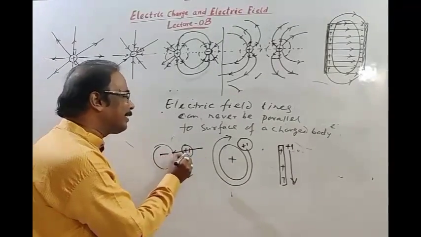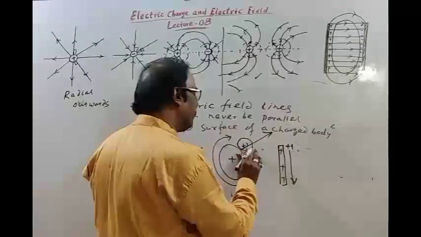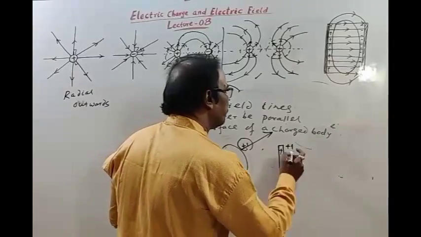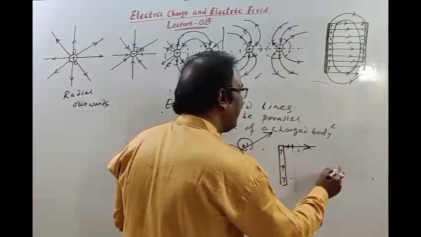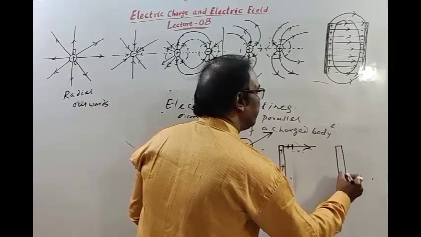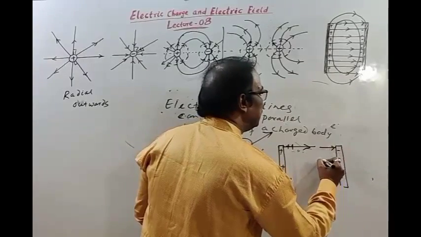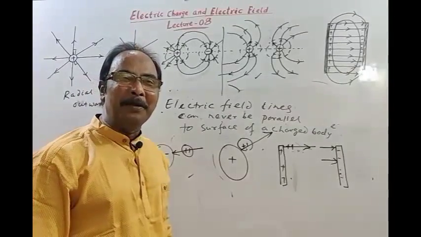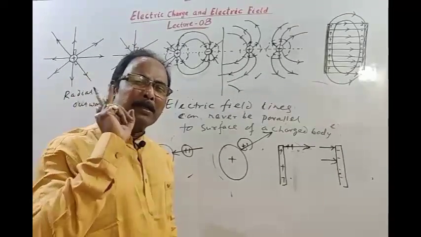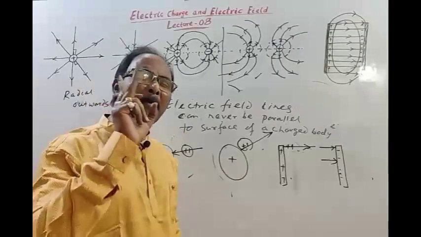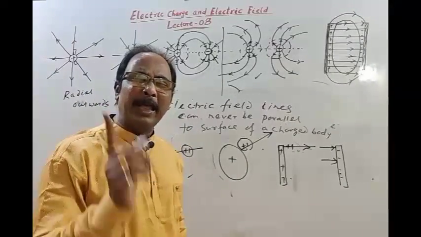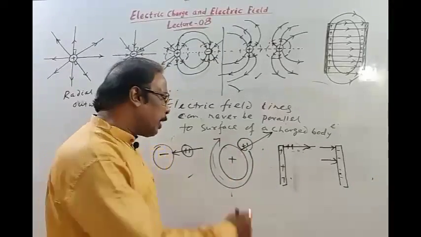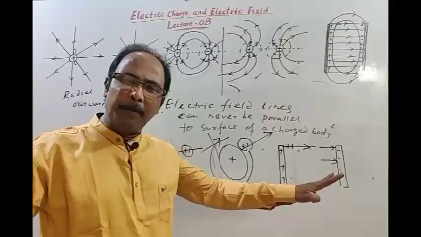Then it will move directly towards it and it will move directly from it. So this type of lines of force are not possible. Here also this unit positive charge will get repelled, or the unit positive charge will terminate on the surface of a negatively charged body. So electric field lines can never be parallel to the surface of a charged body, because if the electric field lines were parallel to the surface of a charged body, then the unit positive charge would move parallel to the surface of the charged body, which is not observed.